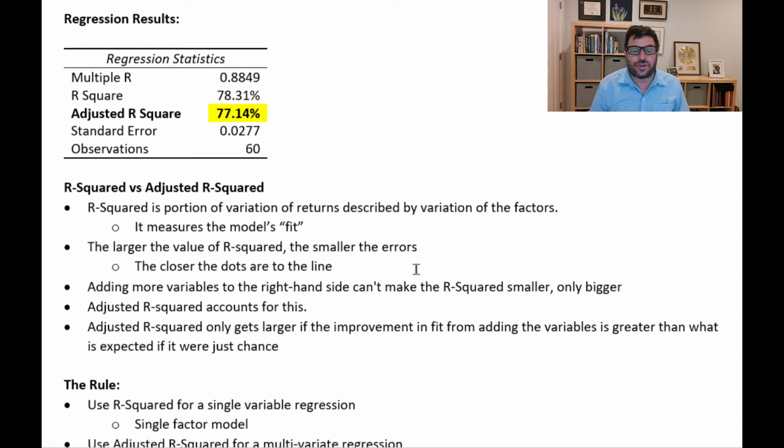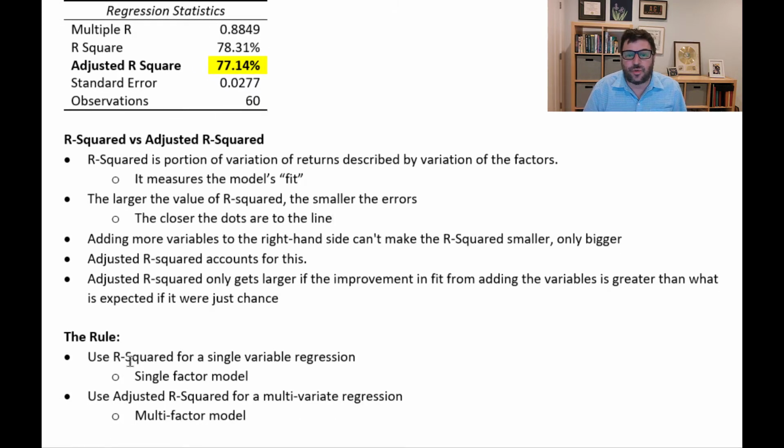And so the adjusted R squared accounts for this. The adjusted R squared only gets larger if the improvement in fit from adding the extra variables is greater than what we would expect if it were just chance. And so again, the R squared will always get bigger even if I add just lottery numbers, anything completely random. It's going to describe some portion of the return. But the adjusted R squared accounts for this. It only gets larger if the improvement is more than we would expect if it were chance.